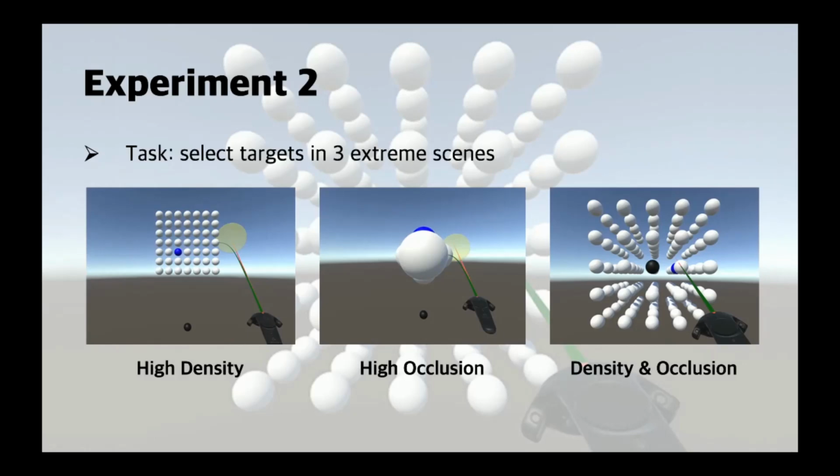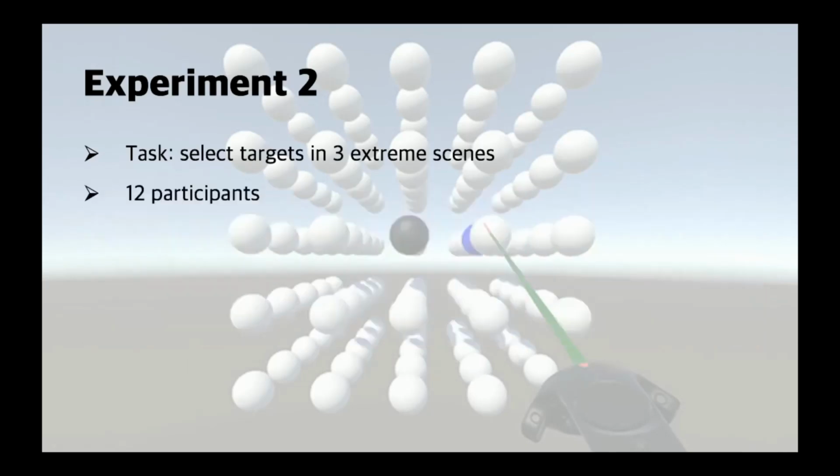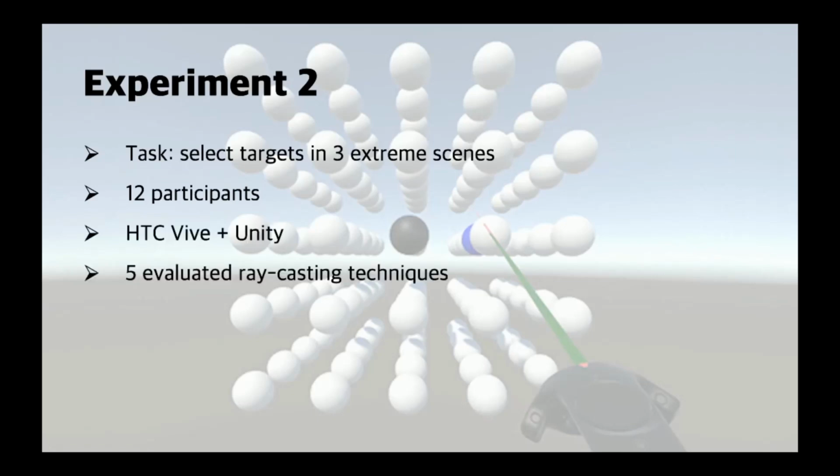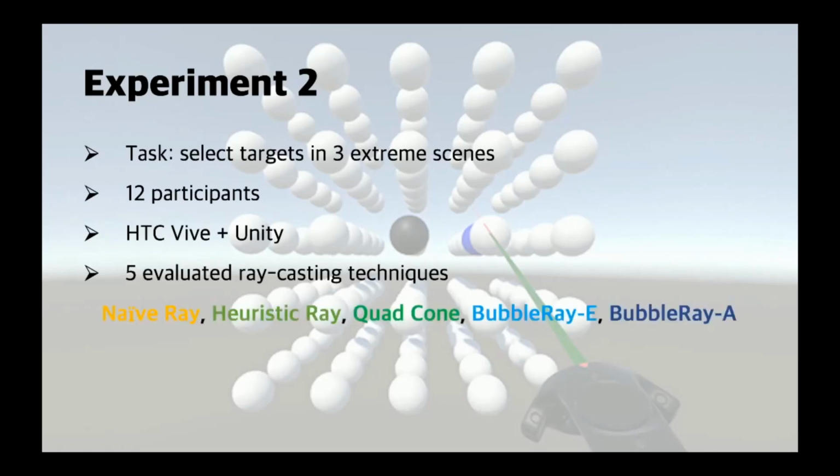That means the 4 targets behind are occluded by the front one. In density and occlusion scenes, there are 5 by 5 by 5 targets in a cubic layout, so the inner targets are both dense and occluded. We also recruited 12 participants and built the platform in HTC Vive with Unity. We evaluated 5 raycasting techniques in this experiment: Naïve Ray, Heuristic Ray, Quad Cone, and 2 bubble rays.